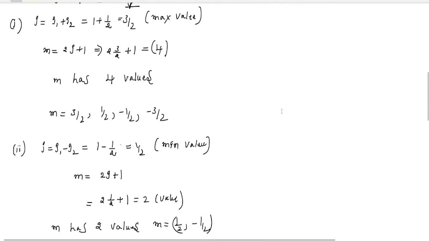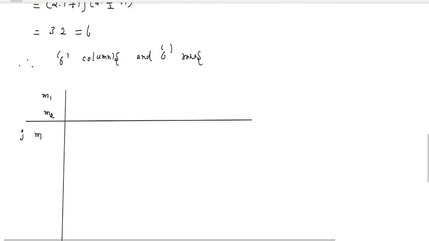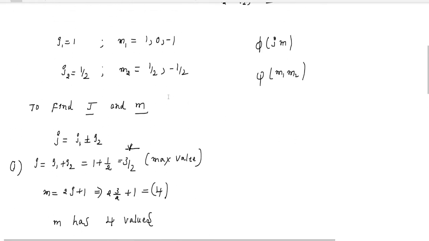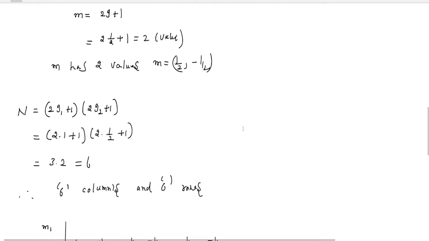So here I am going to write these m2 values like this: 1 divided by 2, minus 1 divided by 2, repeated down the column. The m1 values are 1, 0, minus 1. We want to write these 3 values into the 6 rows.